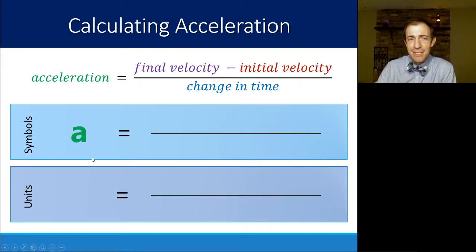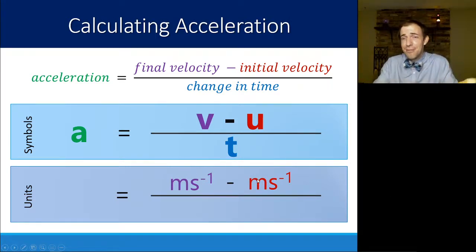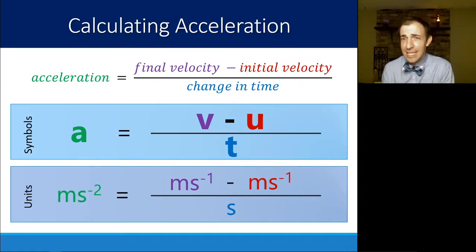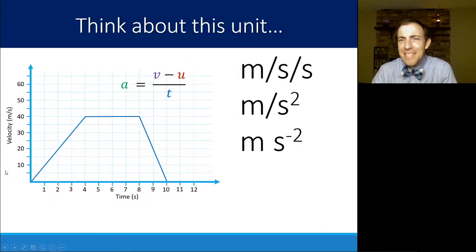So acceleration in symbolic form is an a, final is v, minus initial is u, divided by the change in time. If I were to do that using units, I would say meters per second minus meters per second. That will give me meters per second as a result. Divided by seconds again will give me meters per second squared, also known as meters per second per second. Notice here I'm using this negative exponent notation. If you write that as a fractional quantity, that's totally okay as well. Meters divided by seconds squared is reasonable. So you can see that here.